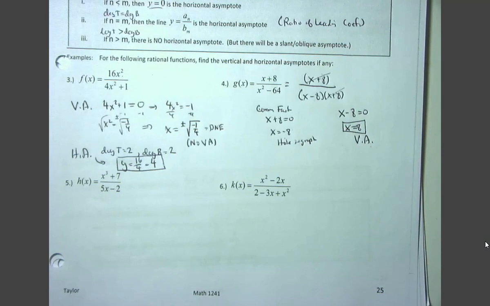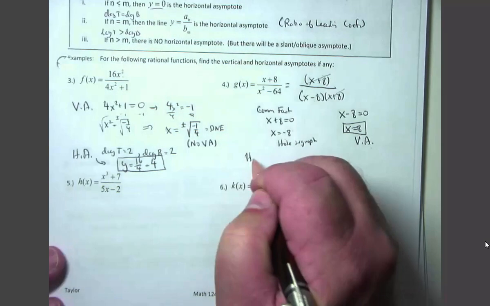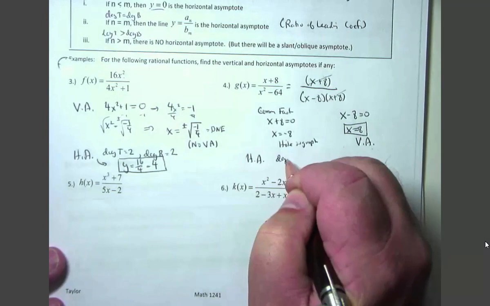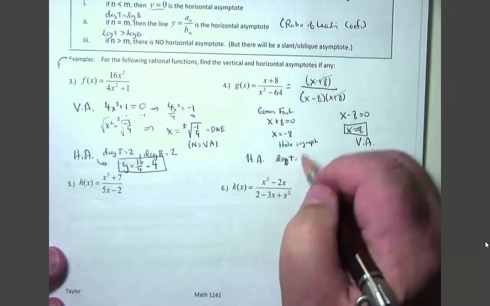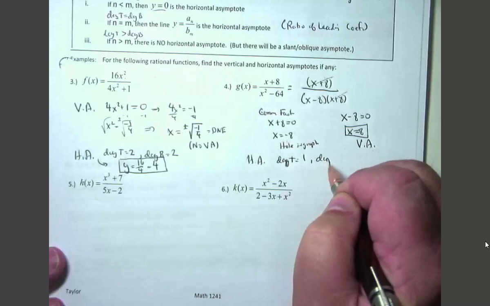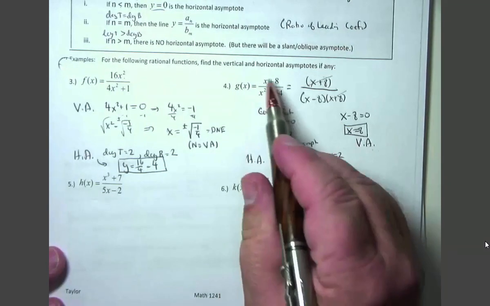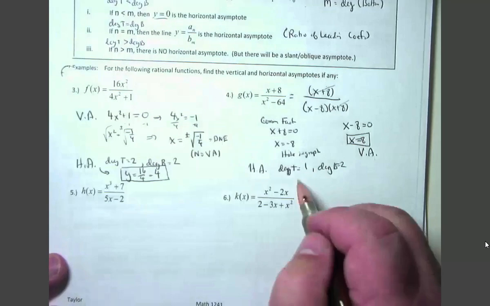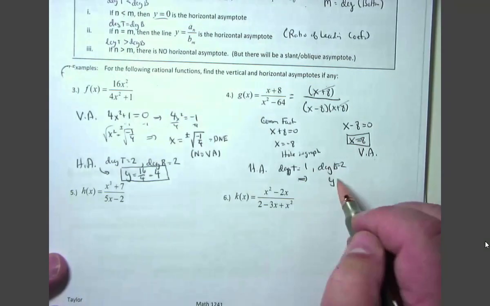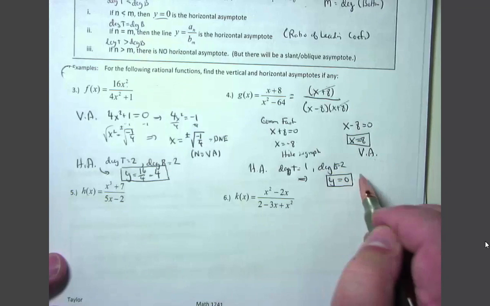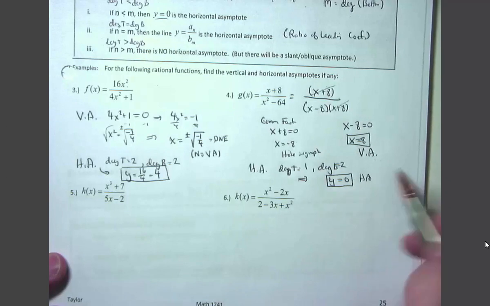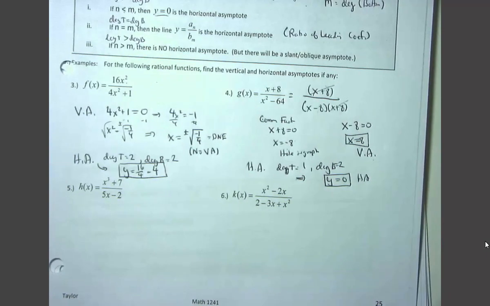What about the horizontal asymptote? Well, the degree of the top, the numerator, is 1. The degree of the bottom, the denominator, is 2. So when the degree of the top is less than the degree of the bottom, what do we get? y equals 0 is the horizontal asymptote. Did I lose you guys anywhere?